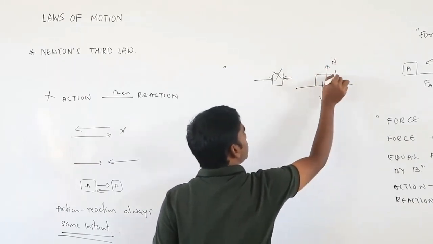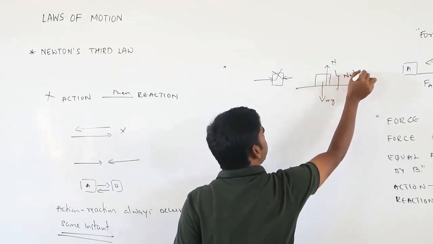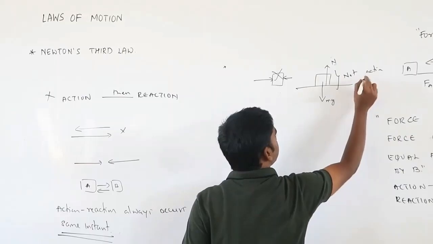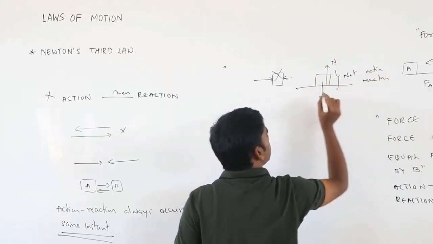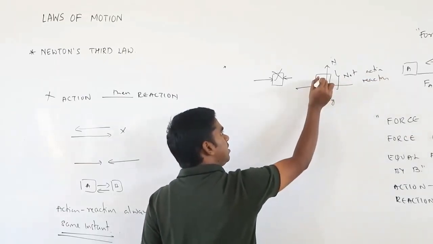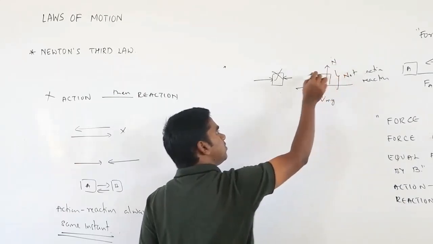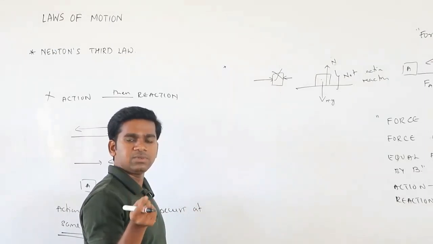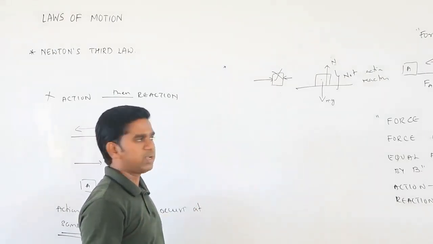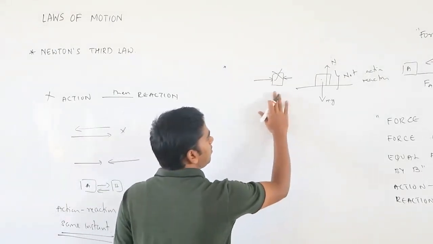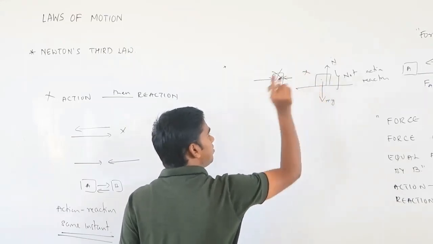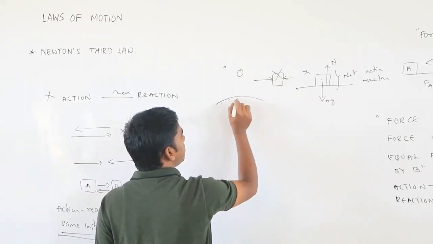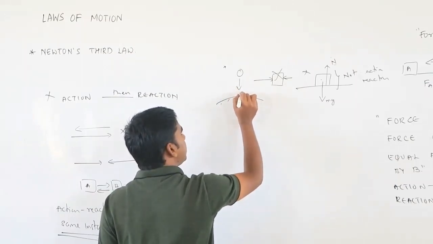These two are not an action-reaction pair. Why? Because this mg is acting on the same body, and this reaction is also acting on the same body. But according to Newton, action and reaction should act on two different bodies. They will not act on the same body. So this is not an example of the third law. If you take another body here and a surface of Earth here, this may be an action-reaction pair.